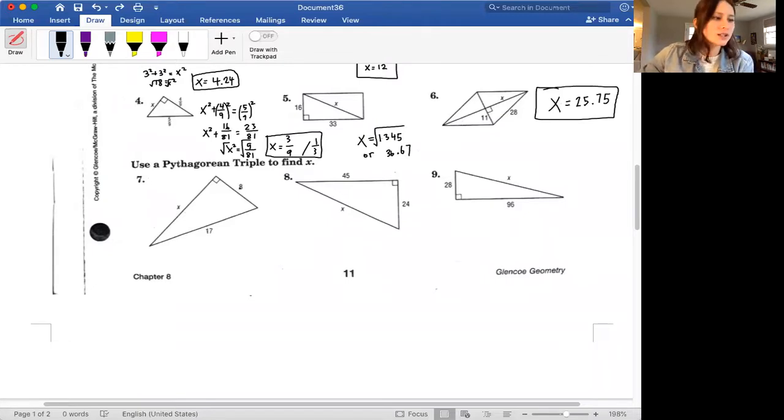3, 4, 5, I caught a fish alive. 6, 8, 10, I threw it back again. 5, 12, 13, it was the biggest fish I'd ever seen. 8, 15, 17, I'm going to call it Scaling.